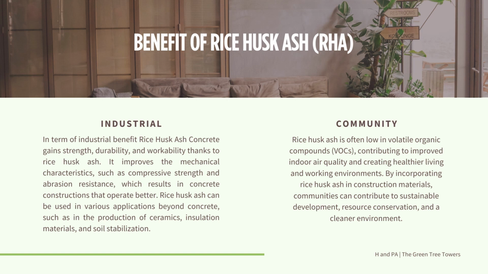And for the community, rice ash offers low volatile organic compounds, contributing to improved indoor air quality and creating a healthier living and working environment. By incorporating rice ash in construction material, communities can contribute to sustainable development, resource conservation, and a cleaner environment.